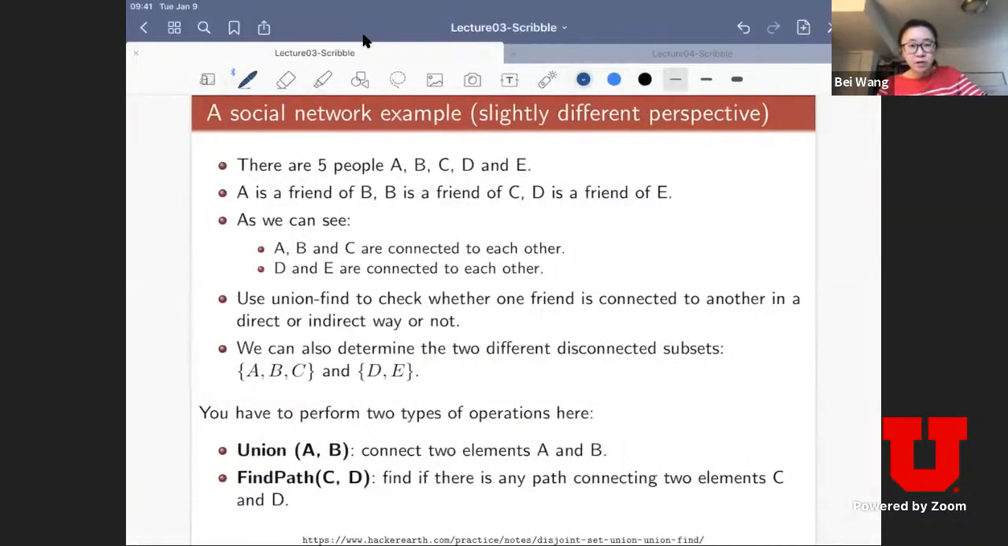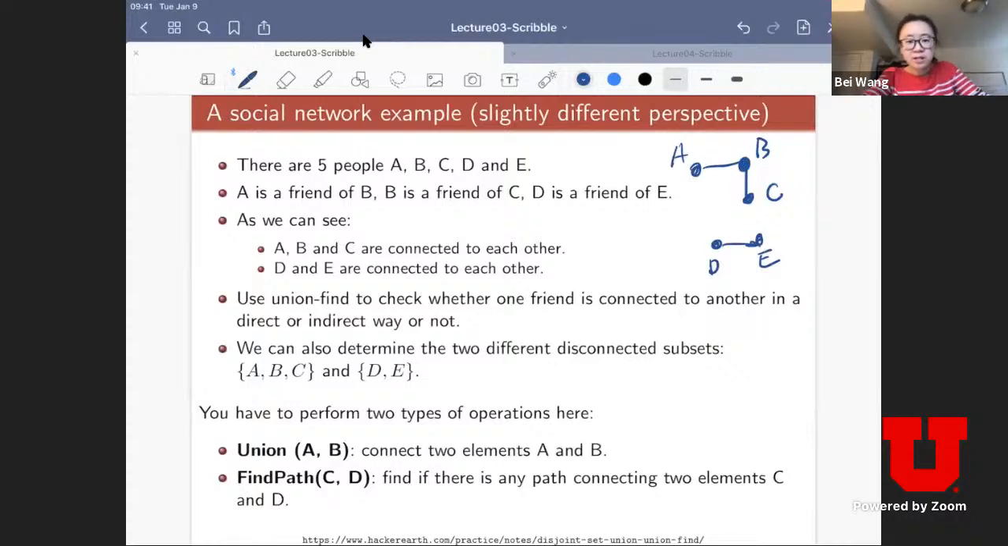So there is a slightly different perspective on union find from the perspective of a social network. Let's say my social network is small and has only five people, A, B, C, D, E. A is a friend of B, B is a friend of C, and D is a friend of E, right? So there's an edge between two people when they're friends. If I draw this out, you can see that A, B, C form a connected component, and D and E form a connected component. Of course, this is by visual inspection. So how can I do that in the computer? We're going to use union find to check whether one friend is connected to another friend in a direct or indirect way, okay?